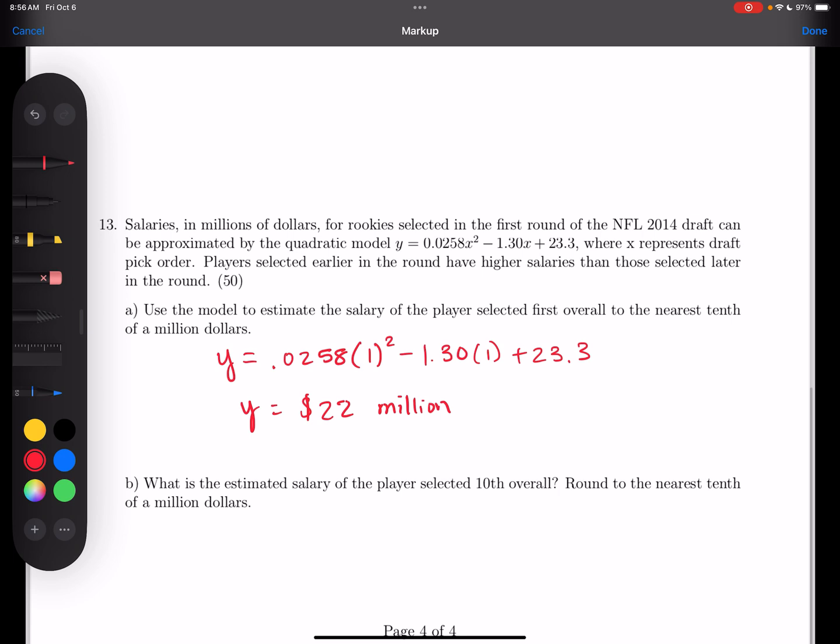So then, what is the estimated salary of the player selected 10th overall? That's going to be x equals 10. So we do the same thing, just plugging in 10. So y equals 0.0258 times 10 squared minus 1.30 times 10 plus 23.3. And if you type all that in, you would get y equals $12.88 million.